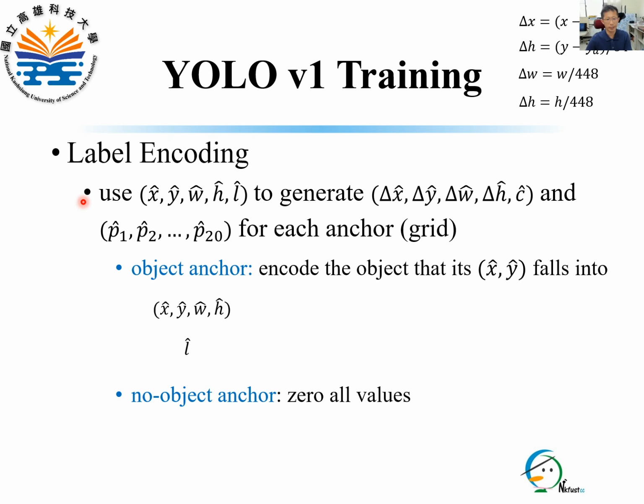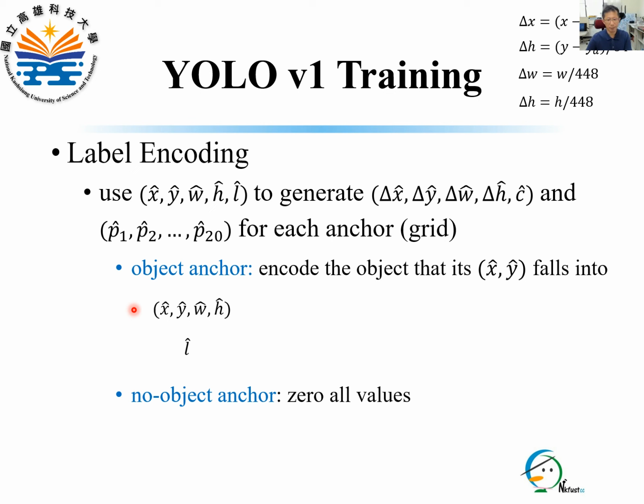Label encoding is to use the ground truth labels, including box center, box size, and the object class to generate the encoded box parameters and the conditional class probabilities for each anchor. Here, we use the symbol hat to denote ground truth labels. The anchor that contains an object center is called the object anchor and is used to encode the object.